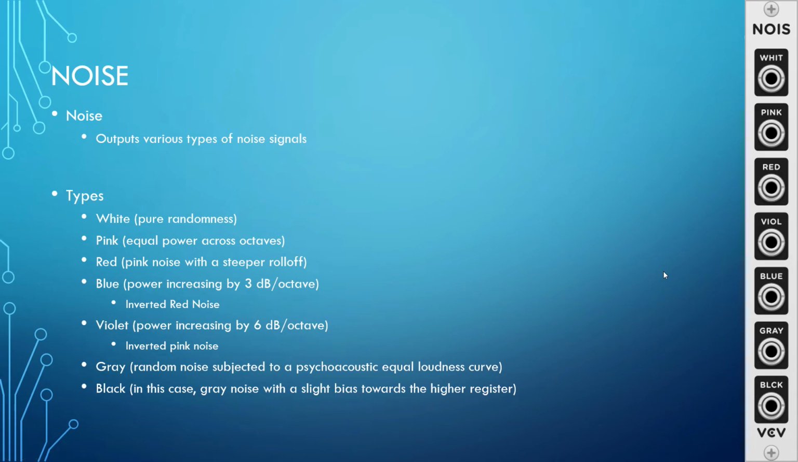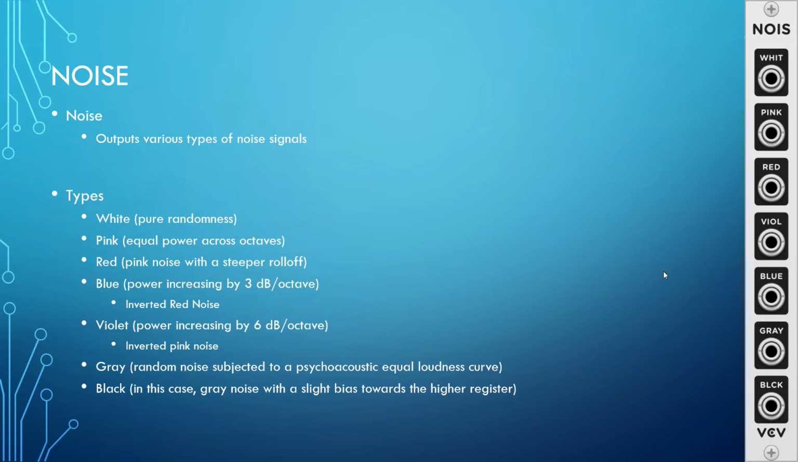Next, we have the other main source of timbre, the noise module. And just as you would anticipate, it outputs various types of noise signals. From the top down, you have white noise, which is pure randomness. It is every frequency occurring simultaneously. We tend to hear this as being slightly more biased towards the higher frequencies just because of how the human ear functions. Pink noise applies an equal power curve across the octaves, so we tend to hear this as being slightly more bass biased. Red noise is pink noise with a steeper roll-off, so it will be even more bassy.